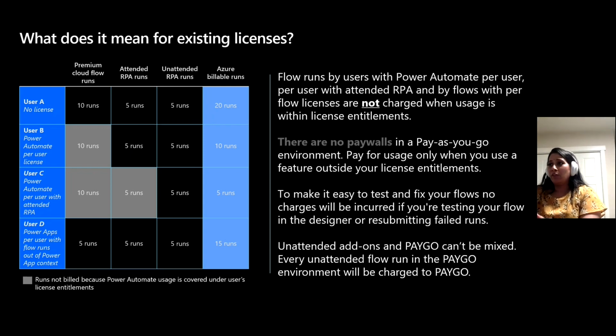And as part of your entitlements, let's say you are an Office customer and you are only using flows with standard connectors, so that is already included in your entitlement, so you won't see a separate charge. But let's say you're an Office customer, but you're using an RPA flow in a pay-as-you-go environment, because RPA is not included in the entitlement, you will see a charge for it.